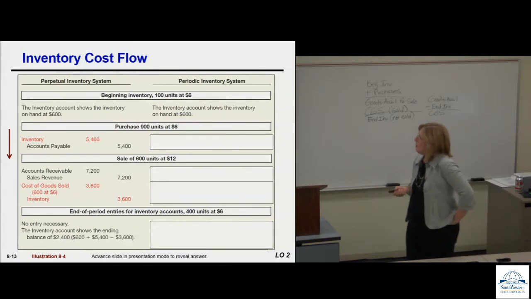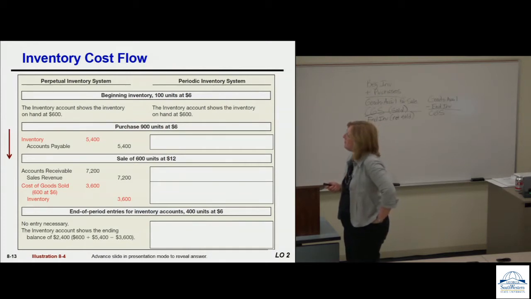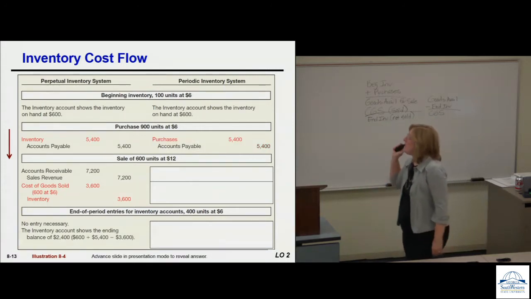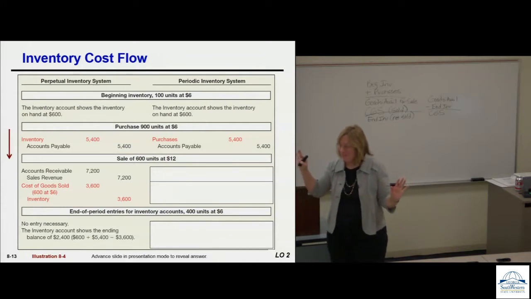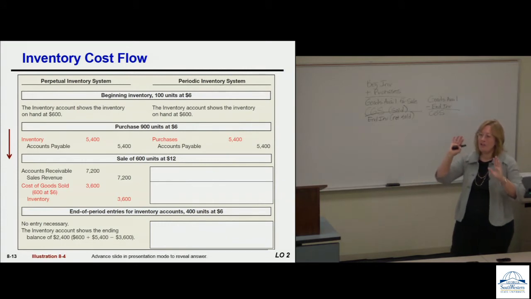All right, now we're going, Jonathan, you're going to recover, right? What is our entry under the periodic method when we buy something? You haven't recovered? Yeah, I don't know. Okay. All right, we put it in purchases. Okay, so we put it in this account called purchases. All right, not inventory. Different, right? All of our purchases go in the purchases account, right?